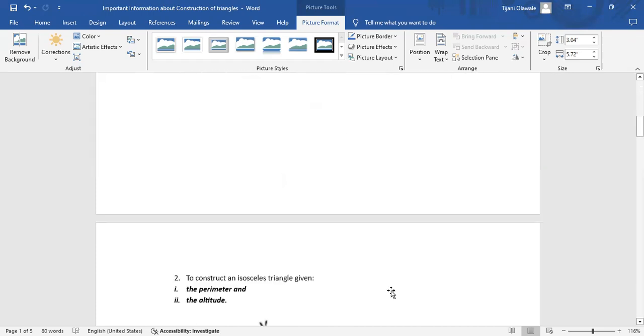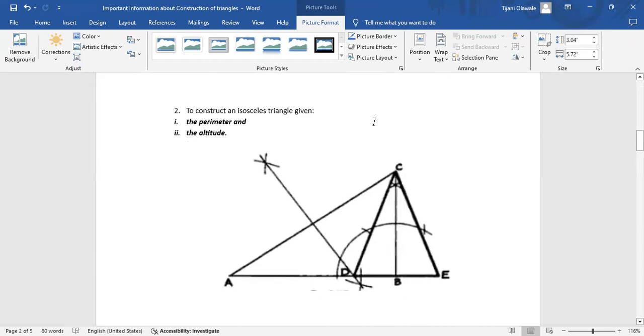The next one that we have here is that we want to construct an isosceles triangle when we are given the perimeter and the altitude. Construction of isosceles triangle given the perimeter and the altitude. So when you are given this information, this is how the triangle will look like.